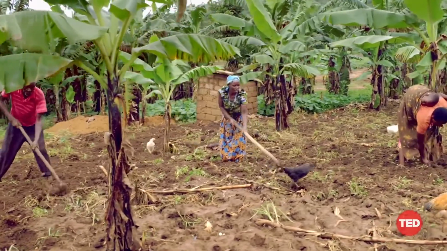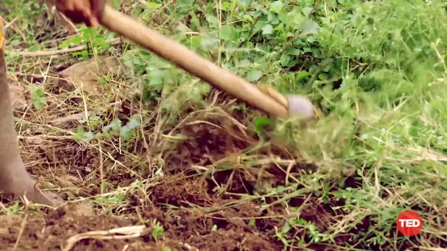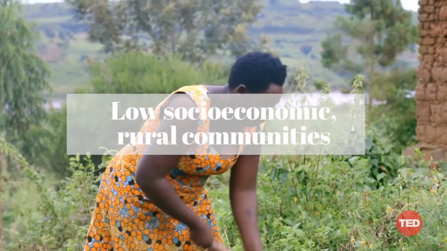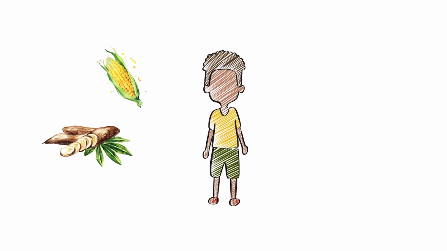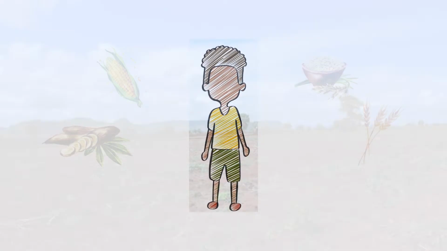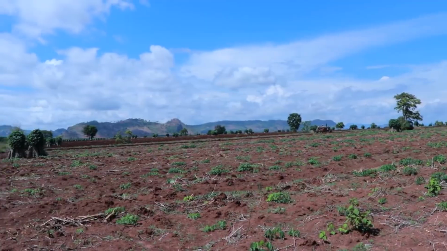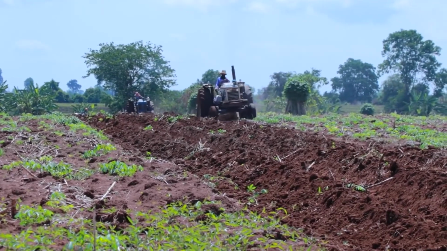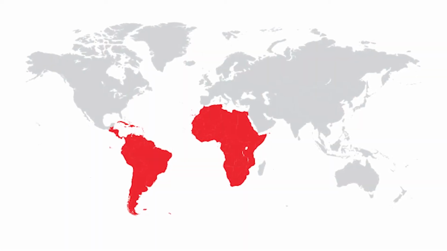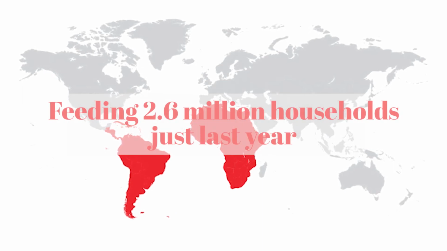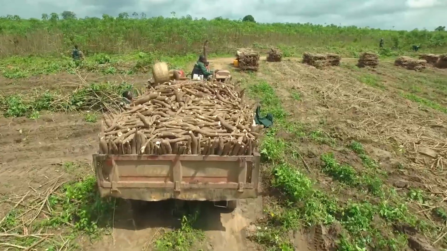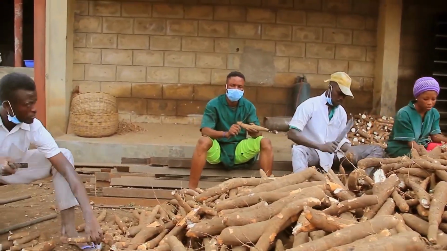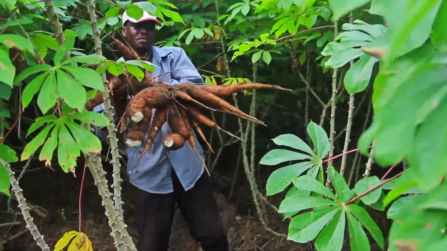Since 2014, Dr. Paul Iona has focused on introducing his crop to low socioeconomic rural communities. Families like little Dara's, whose main source of food is the crops that his parents will grow, will be able to thrive. In fact, vitamin A cassava now grows in 23 countries spanning over Africa and Latin America, feeding 2.6 million households just last year, thus decreasing the prevalence of vitamin A-related blindness and increasing immunity against infectious diseases.